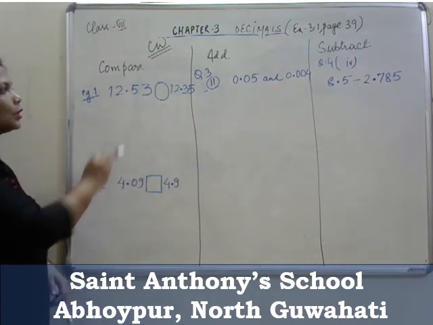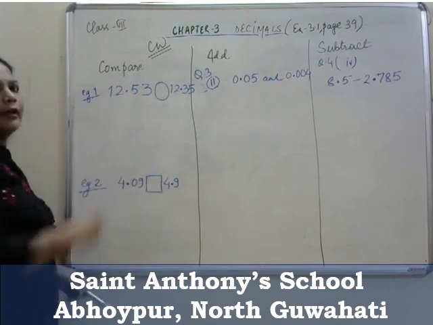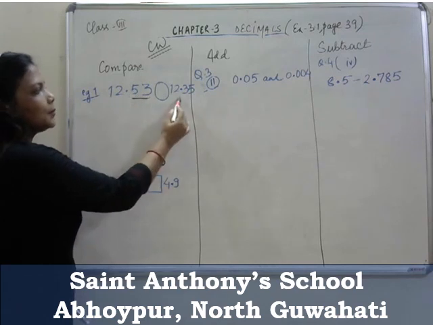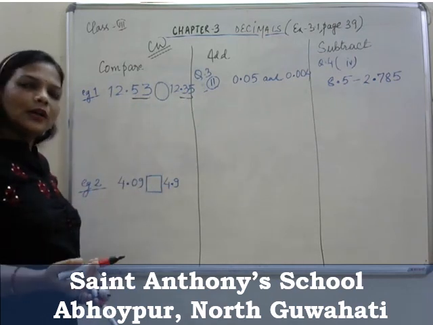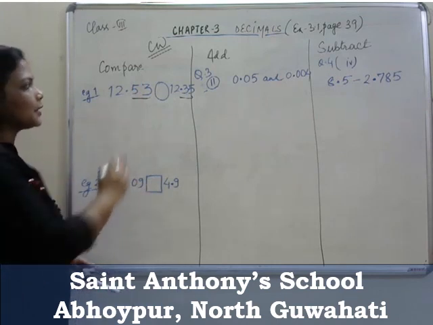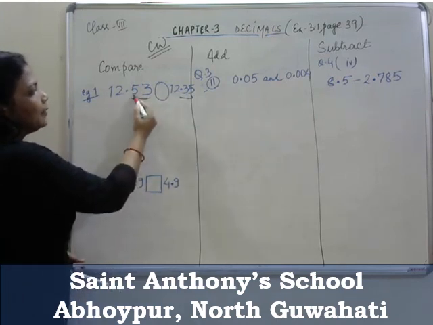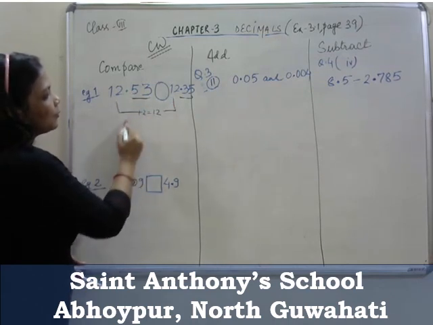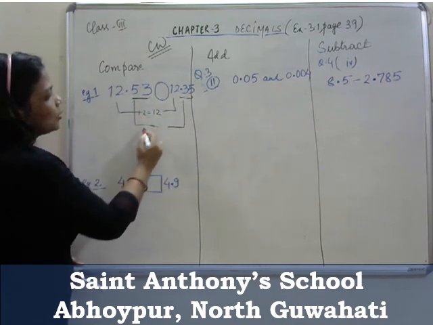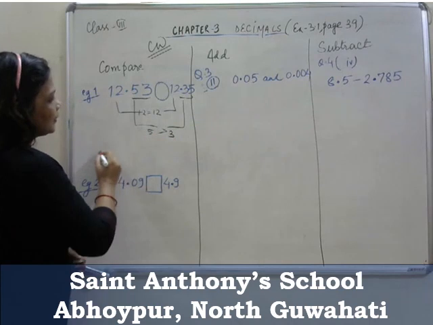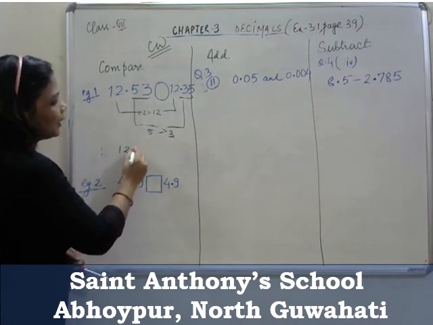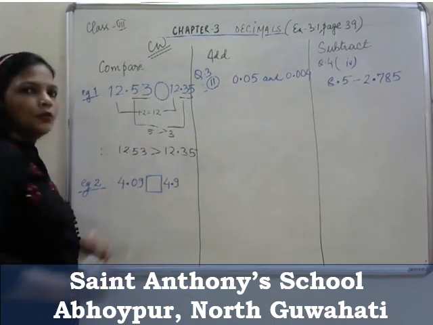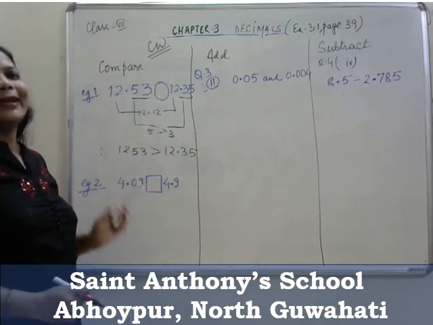The first question is to compare 12.53 and 12.35. Now here it is very easy. If you see, both of them have 2 digits after the decimal. So you will compare with the simple rules of mathematics. Here, 12 and 12 are equal. So let us move to 5 and 3. So 5 is greater than 3. Therefore, what you will write? 12.53 is greater than 12.35. Very easy. The only thing is that you have to see like or unlike.